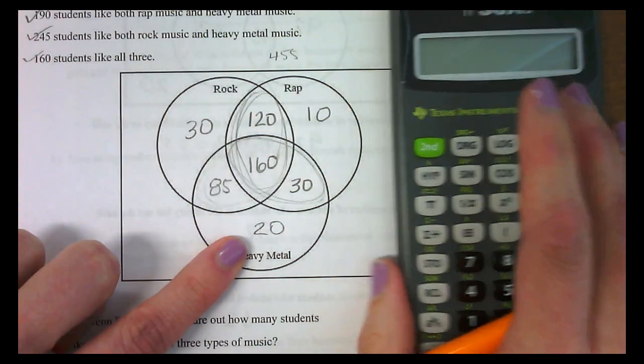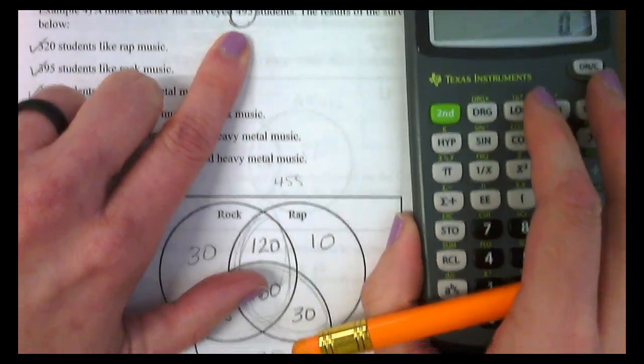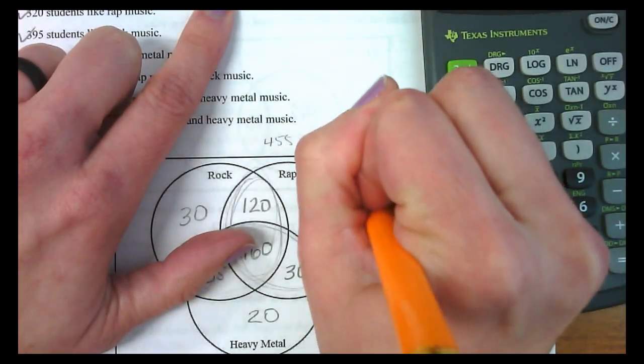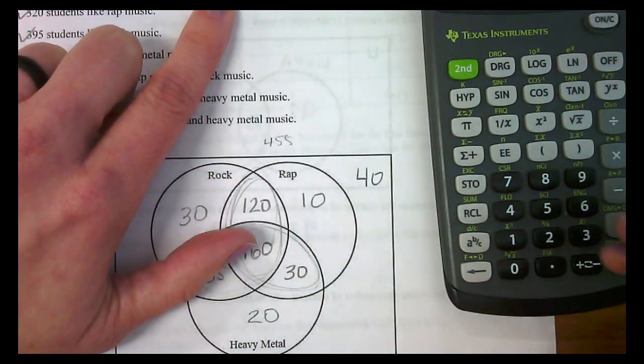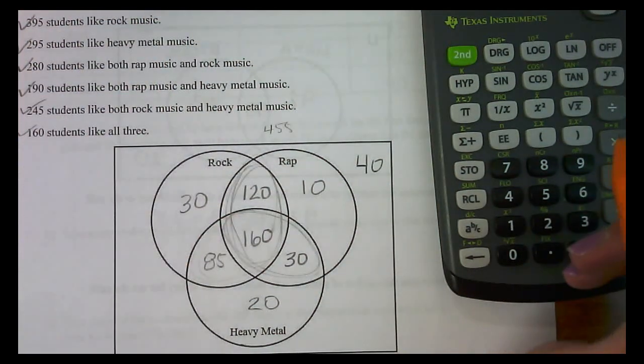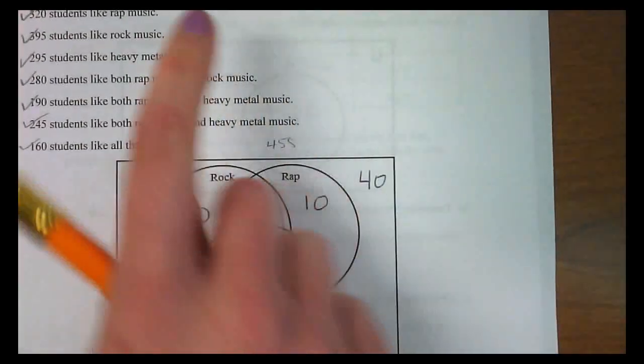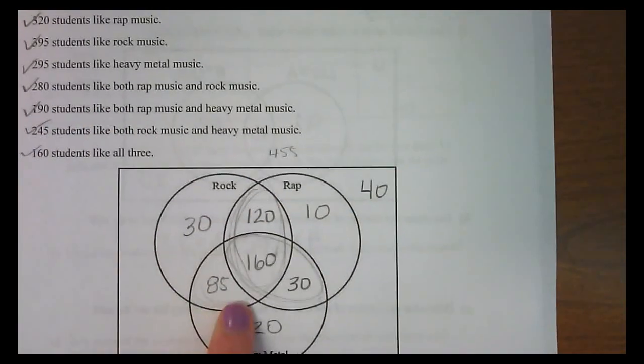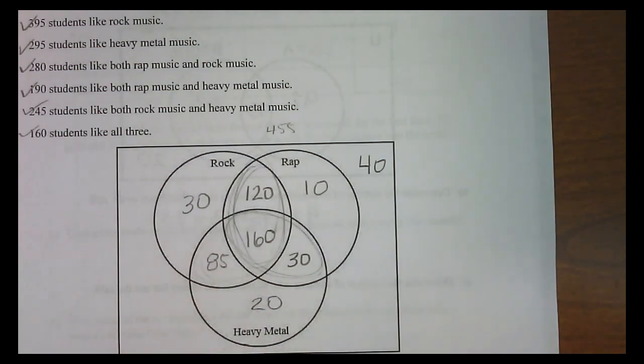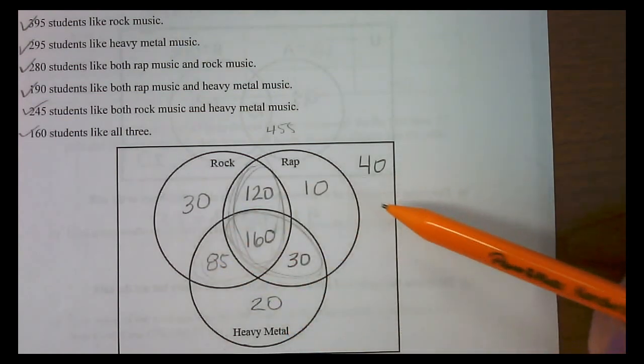Okay, so 455. My total was supposed to be 495. So if I take that difference, that leaves me with 40 left over that go outside the circles. So those people either were surveyed and said they didn't like any of this type of music. Maybe they liked country. Maybe they don't like music at all. But whatever it is, it's not one of these three.